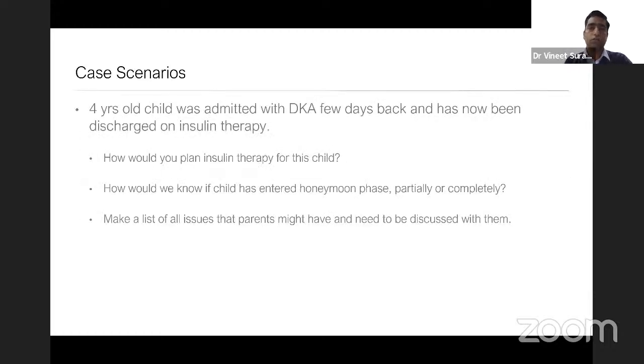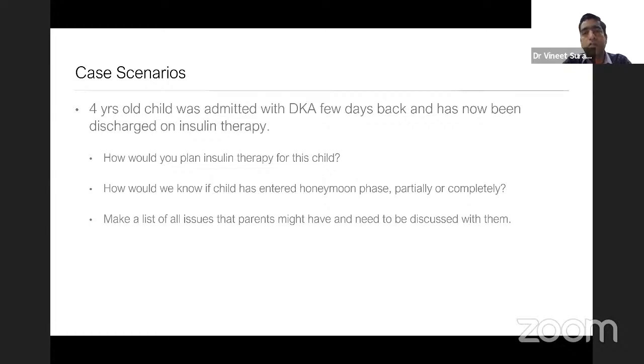Before I go towards all this, I'll take you through two or three cases to see how we can apply the theory which I'm going to discuss today in a practical scenario. This is a 4-year-old child who was admitted with DKA a few days back and has now been discharged on insulin therapy. Now the child has come, and the challenge in front of you is how do you plan insulin therapy for this child?